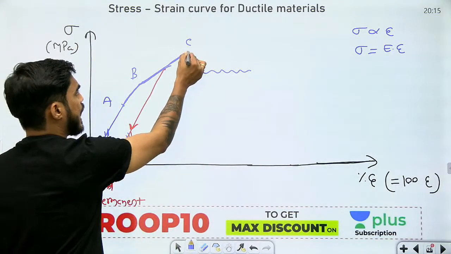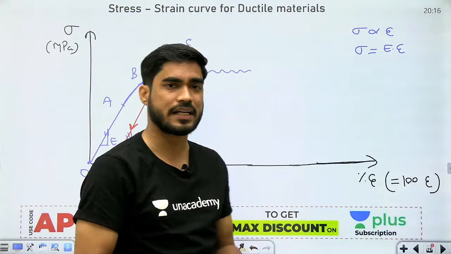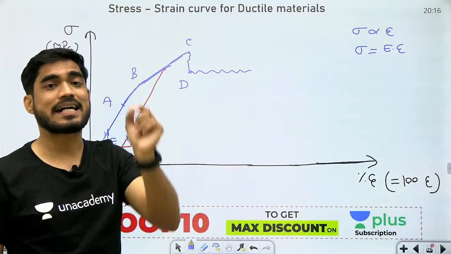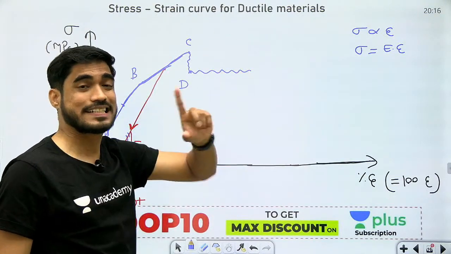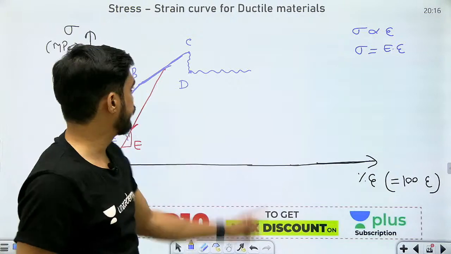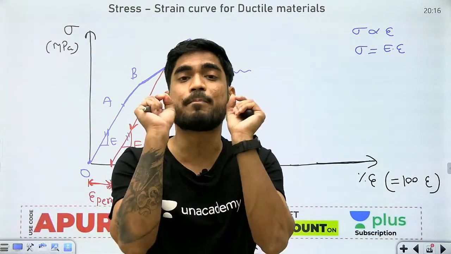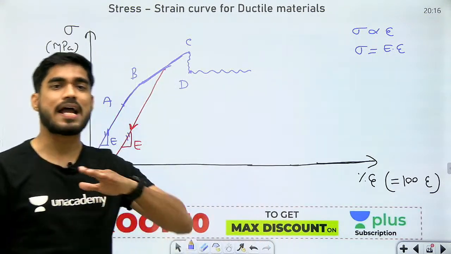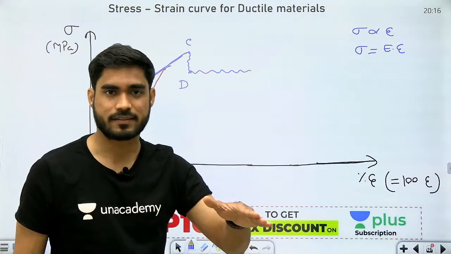So beta, this is the upper yield point, this is the lower yield point. Now what are upper yield and lower yield? At point C, the material starts to yield. So this is the load required to start yielding, meaning the load needed to break the bonds. But the load required to keep the yielding going is less.